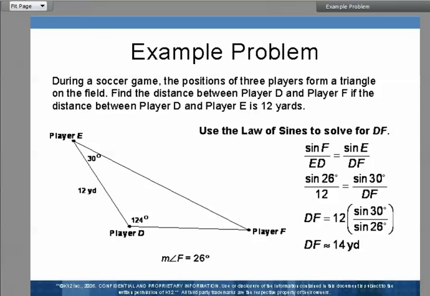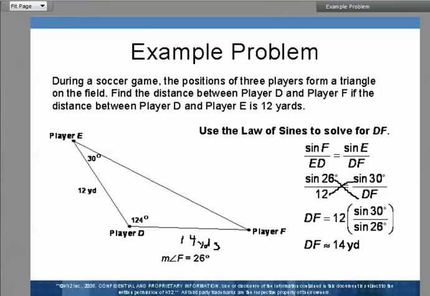So what did they do? They took the sine of 30, divided it by the sine of 26, multiplied times 12, and that's going to be equal to DF, right? It's approximately 14 yards. Now I don't want you to get confused by this cross multiplying. All I'm doing here is I've multiplied this one times this one, multiplied this one times this one, and then divided the DF out. Or divided by the sine of 26.